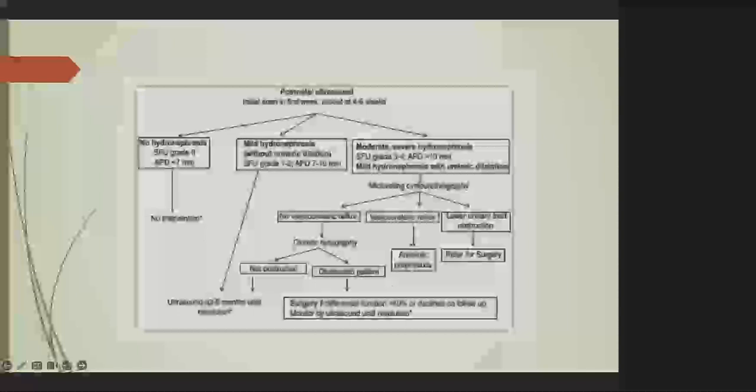VUR, again, these cases will need long-term antibiotic prophylaxis. And whenever we have a lower UTO, probably a PUV, in that case we need to go for urgent surgery.